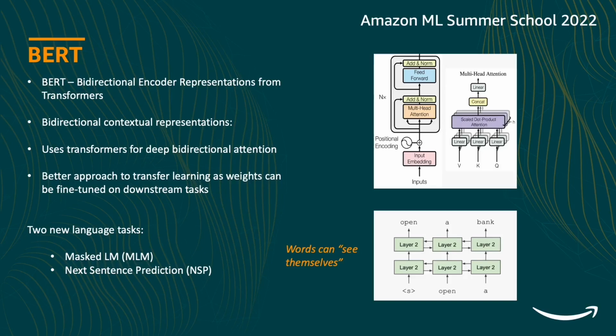Okay, so next we'll discuss BERT. BERT stands for Bidirectional Encoder Representations from Transformers. Similar to ELMo, it also uses bidirectional context. But the difference is that while ELMo is just a shallow combination of two unidirectional models, BERT uses deep bidirectional representations, which is more powerful.